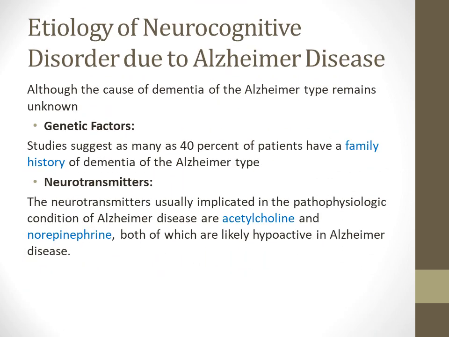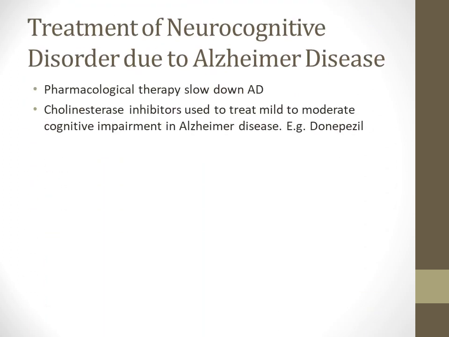Etiology: although the cause of dementia of Alzheimer type remains unknown, studies suggest as many as 40% of patients have a family history of dementia of Alzheimer type. Acetylcholine and norepinephrine, both of which are likely hypoactive in Alzheimer's disease. Treatment includes supportive therapy and pharmacological therapy, such as cholinesterase inhibitors.